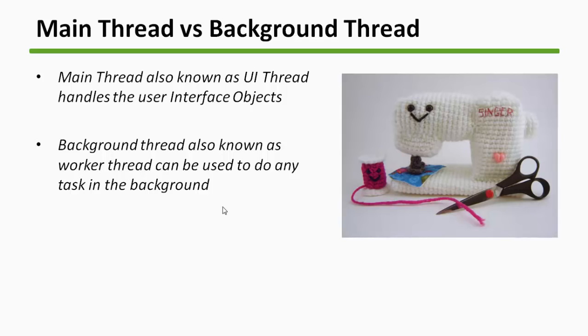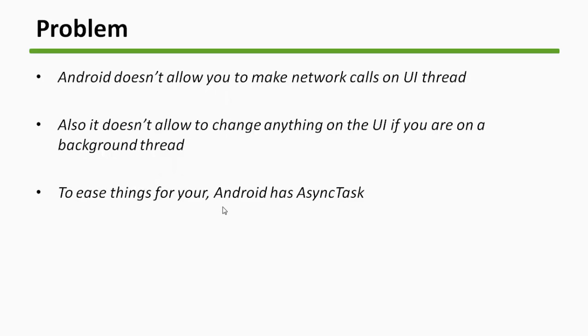So if you want to change anything in the user interface, that can only be done by the main thread. But the problem is, if you are making a network call on the main thread, you are not sure when you will get the response back. When you are hitting a server, you don't actually know whether the server is up or not. You don't know in how much time the server will send you a response back. So in that scenario, what will happen? Your UI, your interface will freeze.